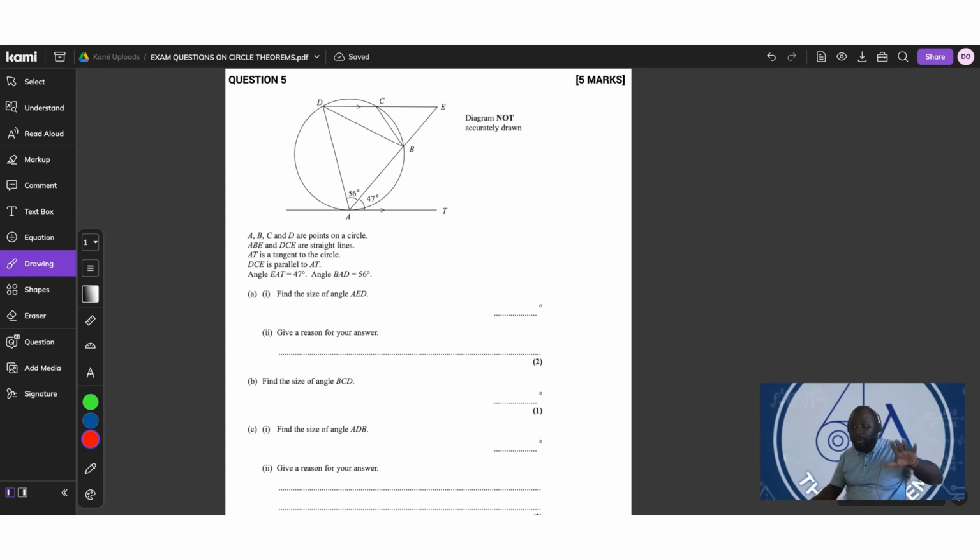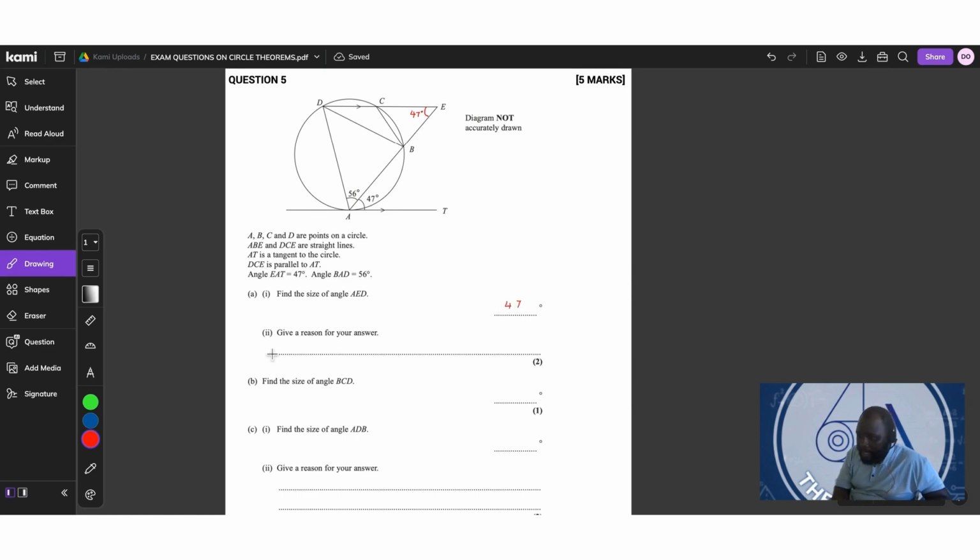So now I want you to notice something. DCE is parallel to AT. So this line is parallel to this one. So this angle and this one are alternating angles. So this angle is 47 degrees by virtue that this is 47 degrees. And this is something that students sometimes forget, that you can pick any angle property to apply here. Angles in a triangle add up to 180. Angles in a straight line add up to 180. Angles at a point add up to 360. Alternate angles are equal. So 47 degrees.